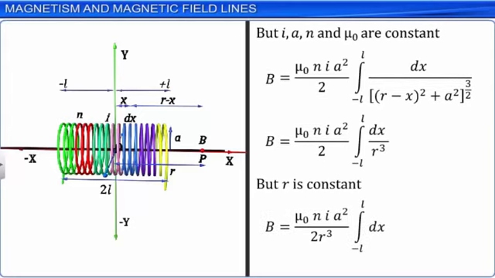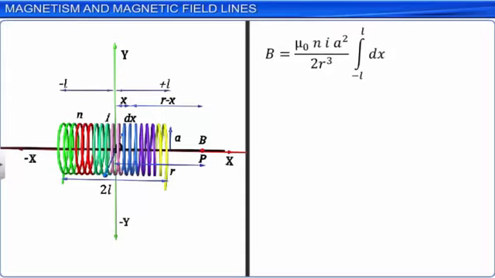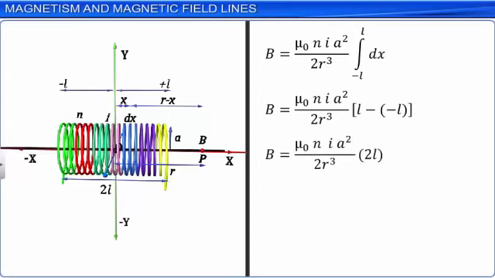On integrating and substituting the limits, we get the magnetic induction B equal to mu naught n I a square by 2R cube into 2L. By multiplying the numerator and denominator of the expression with pi and rearranging the terms, we get the magnetic induction B equal to mu naught by 2 pi into n I 2L pi a square by R cube.